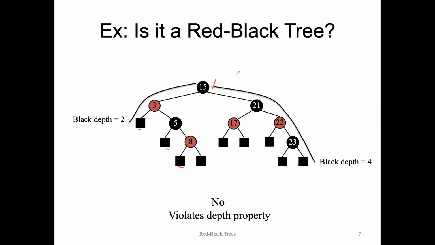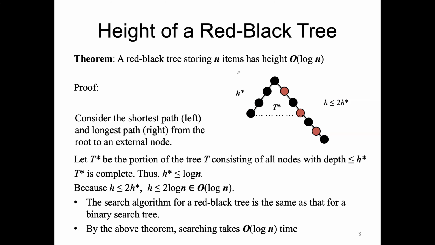Now, satisfying those 4 color properties is important in order to show that the height of our red-black tree is bounded. So any red-black tree has a height that is big O of log n. So h, our height, is big O of log n. Provided we satisfy those color properties, we can say that this tree is balanced in that sense, that our height is bounded logarithmically. And why this is the case is dependent on those color properties.